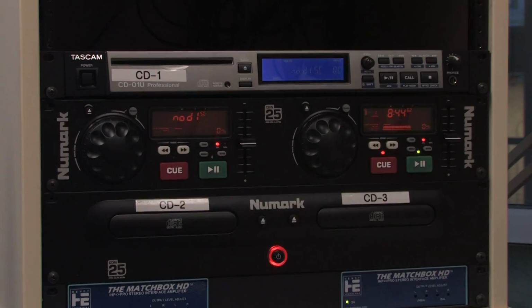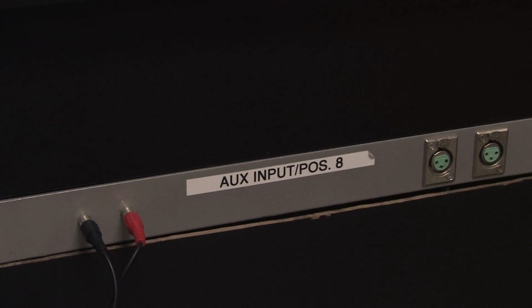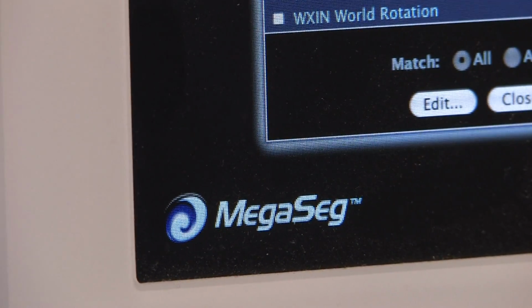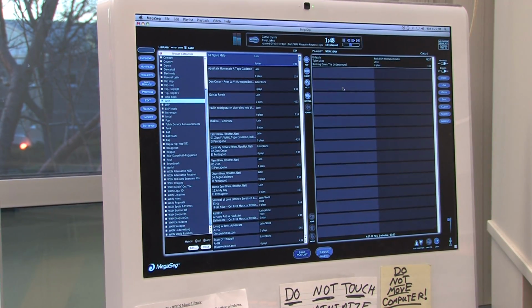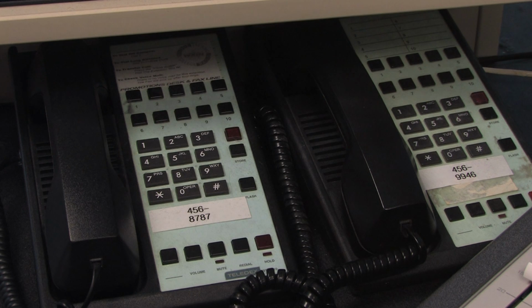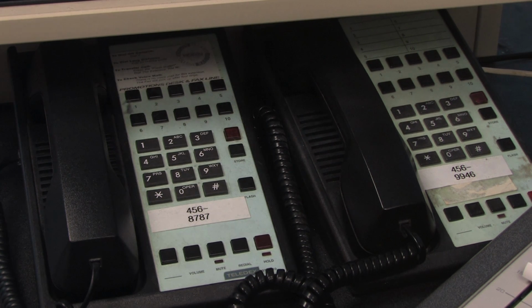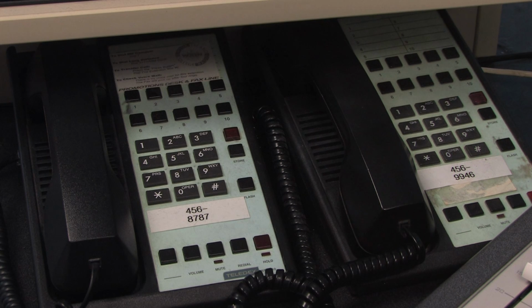During your shadowing, the DJ will talk to you about the use of CD players, the auxiliary input, and megaseg. This will be the subject of a follow-up video, but for now, let's just talk a little bit about the phones. There are two phones. The one on the left is for 8787, and the one on the right is for 9946.